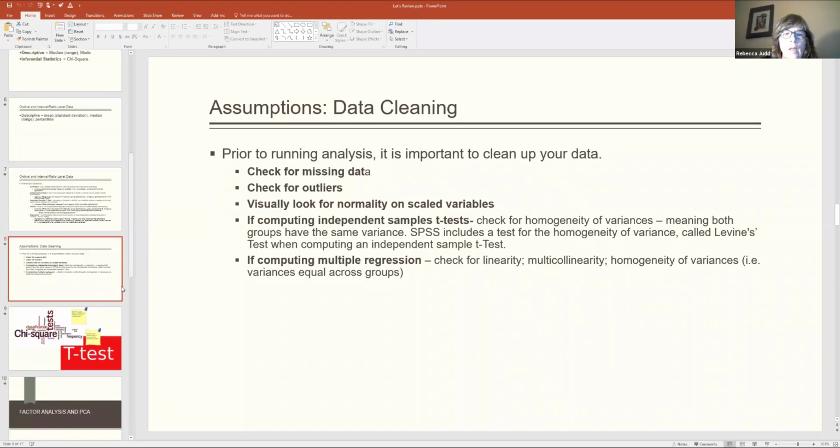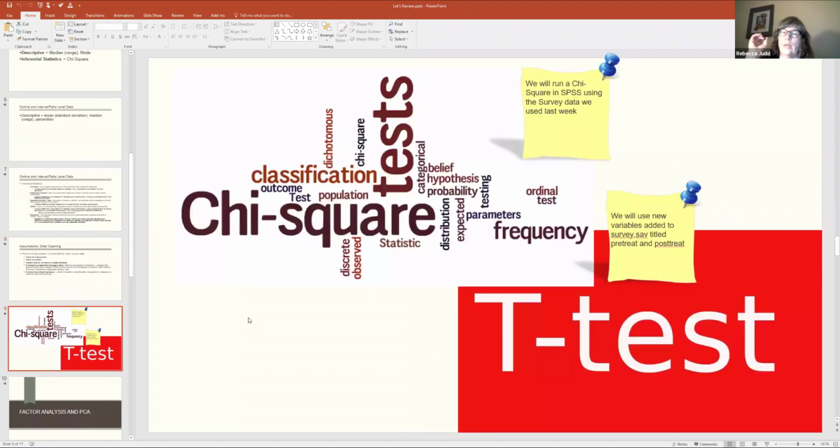So tonight we're actually going to again run a chi-square. We're going to run a dependent samples t-test. I'm using the same data we used last week, except I sent out an updated version because I had to add a pre and post test to that so we could do the dependent samples t-test. Now I'm going to bring up SPSS and I'm going to run those two tests. We'll go through that. If anybody has any questions, please just speak up and let me know.